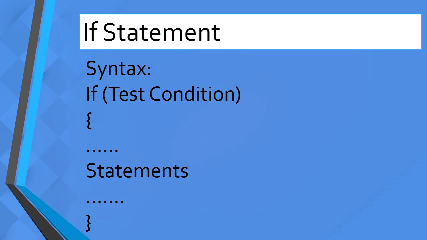Here a test condition and one block are available. The statement block may be a single statement or a block statement. The curly brackets may be omitted if the statement block is a single statement.